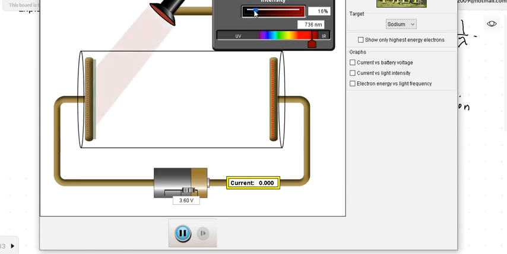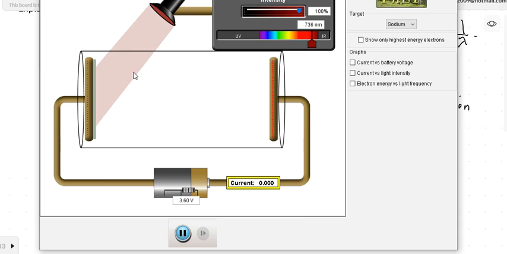I put the intensity at 16%. You see, light is directed toward the metal and no electron is emitted. Let's try to increase the intensity to see if we have photoelectric emission. It's 50%, 52%, no photoelectric emission. Increase more, no photoelectric emission. Increase more, 70%, 80%, 90%, 100%, and no photoelectric emission.